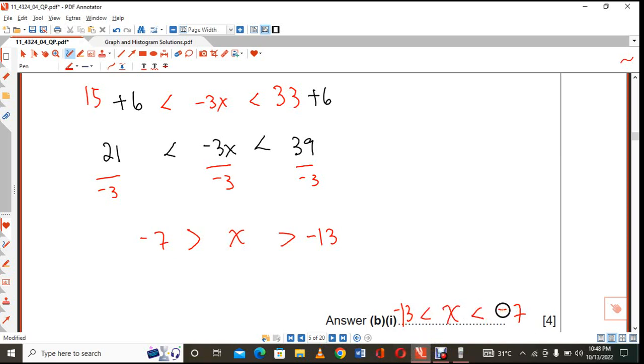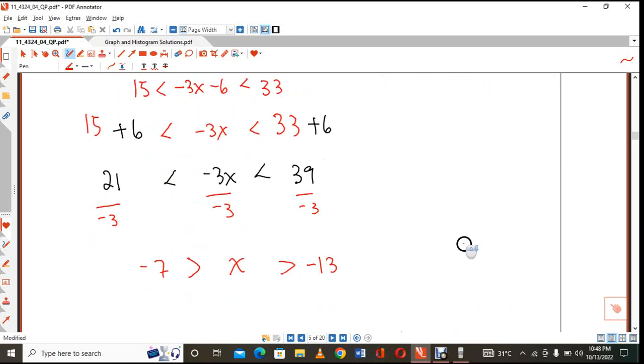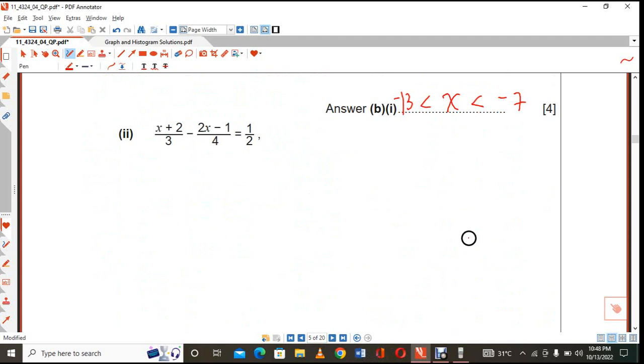X is less than negative 7, and x is greater than negative 13. Of course, you could also use another way to do this and then combine the end result. Okay, you're free to try that method.